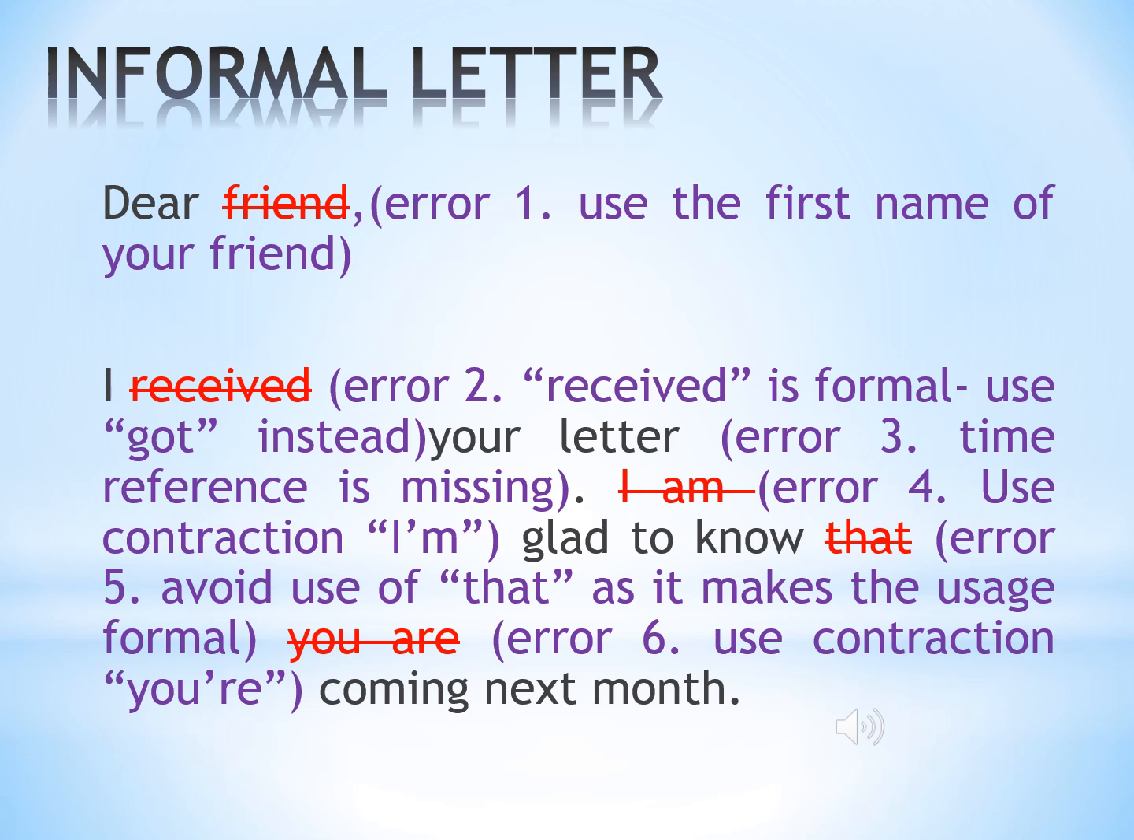I am. In informal letter writing, you have to use contractions. Instead of I am, you have to use a contraction for that. That is I'm. Then the next error, glad to know that. That's formal structure. It should be glad to know. That should be dropped. Avoid the use of that. It makes the usage formal.